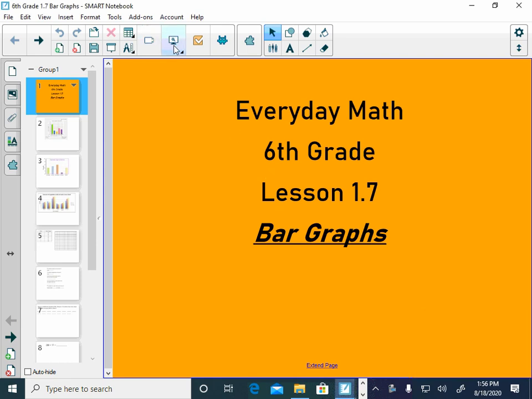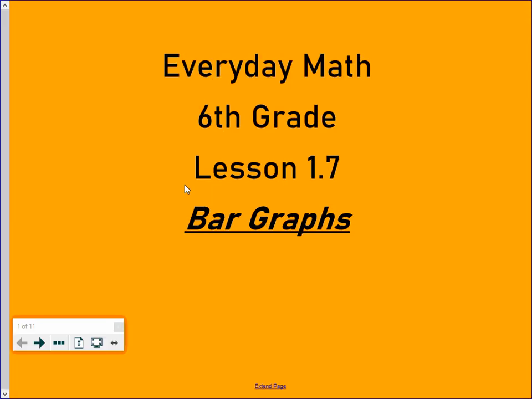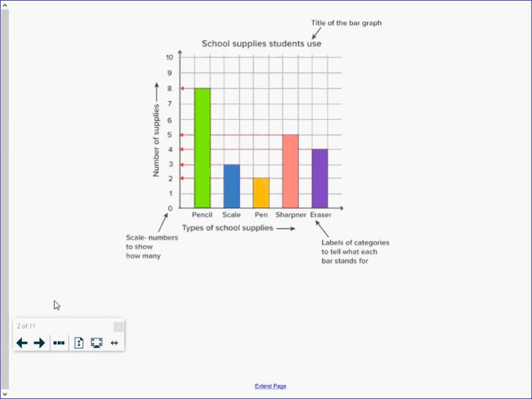Hello, sixth graders. Today we're going to be analyzing data through bar graphs. Bar graphs are something you've probably been looking at ever since you were in kindergarten or first grade, but they get a little more complex the older you get. So today we're going to be looking at some different bar graphs. Here's a little review of a bar graph.